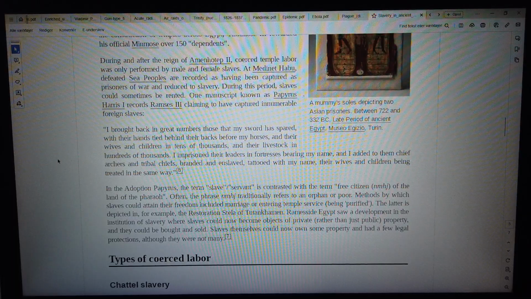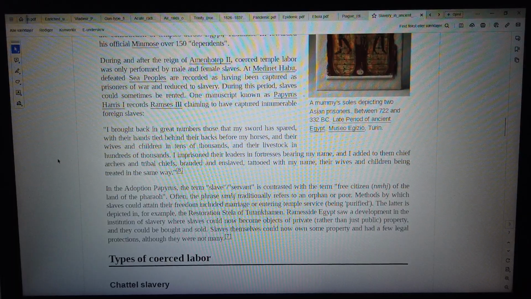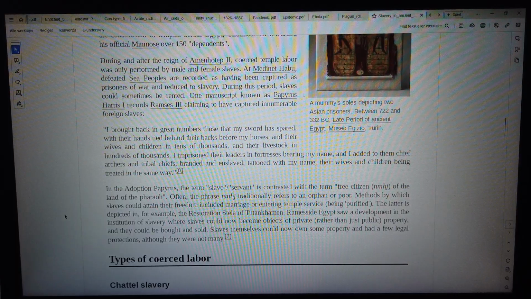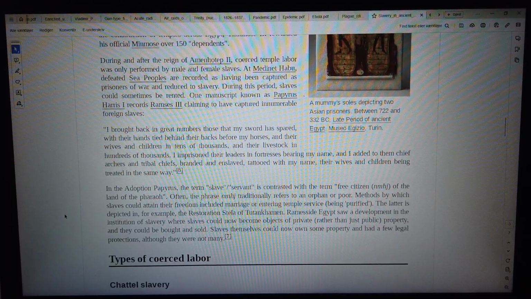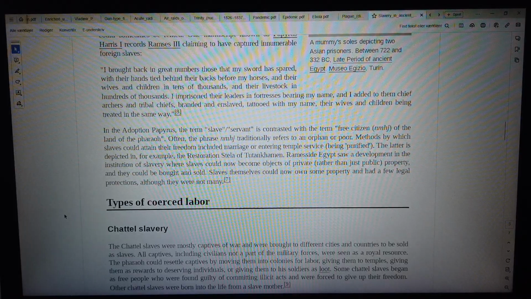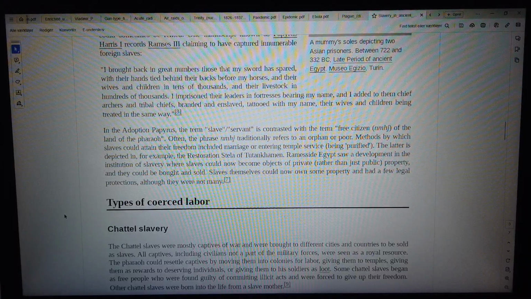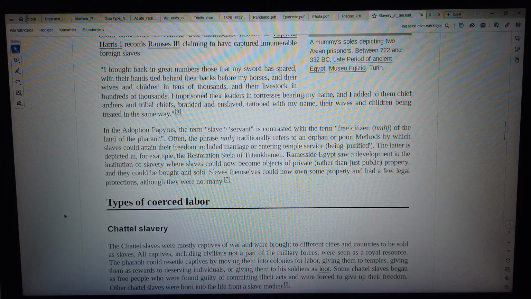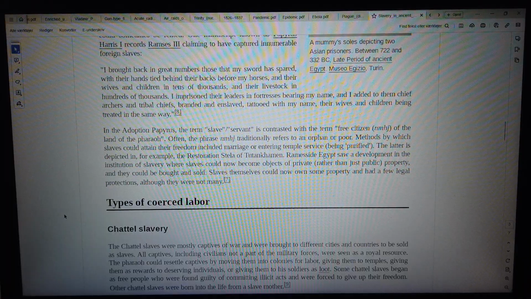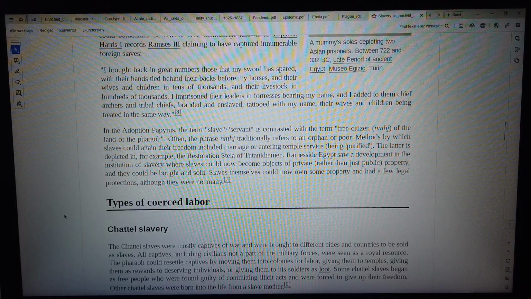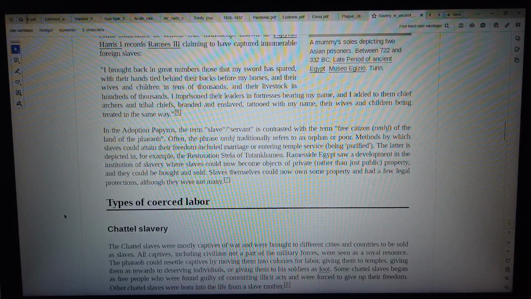One manuscript known as Papyrus Harris records Ramses III claiming to have captured innumerable foreign slaves. "I brought back in great numbers those that my sword has spared, with their hands tied behind their backs before my horses, and their wives and children in tens of thousands, and their livestock in hundreds of thousands. I imprisoned their leaders in fortresses bearing my name, and I added to them chief archers and tribal chiefs, branded and enslaved, tattooed with my name, their wives and children being treated in the same way."